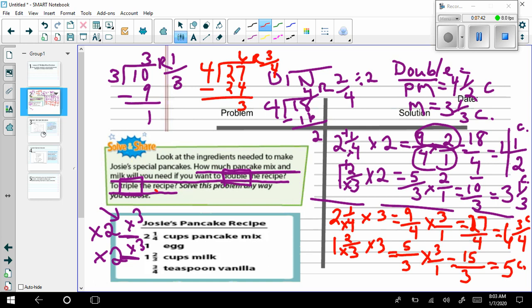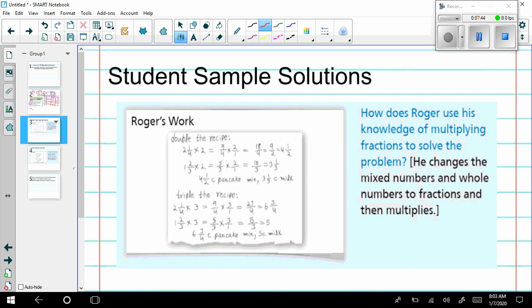Okay, so let's look at Roger's work. And he got 4½ cups of pancake mix when he doubled and 3⅓ cups of milk. We got that too. When we tripled, he needed 6¾ cups pancake mix and 5 cups of milk. Woohoo! Go Roger. Go Mrs. Tim.